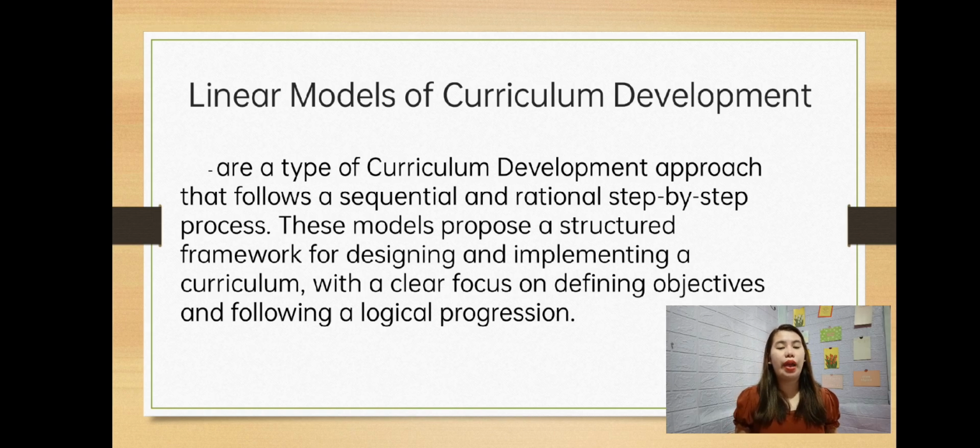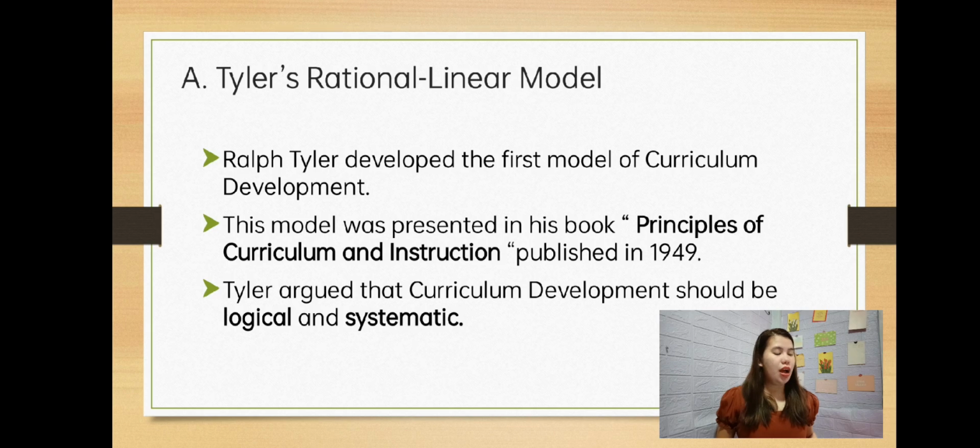So, in linear model, mag-start ta sa objectives. Objective meaning what is the purpose of the school or the institution. Dapat pinakauna na siya sa step in making a linear model. So part of linear model of curriculum development is Tyler's rational linear model. Ralph Tyler developed the first model of curriculum development. This model was presented in his book Principles of Curriculum and Instruction, published in 1947.